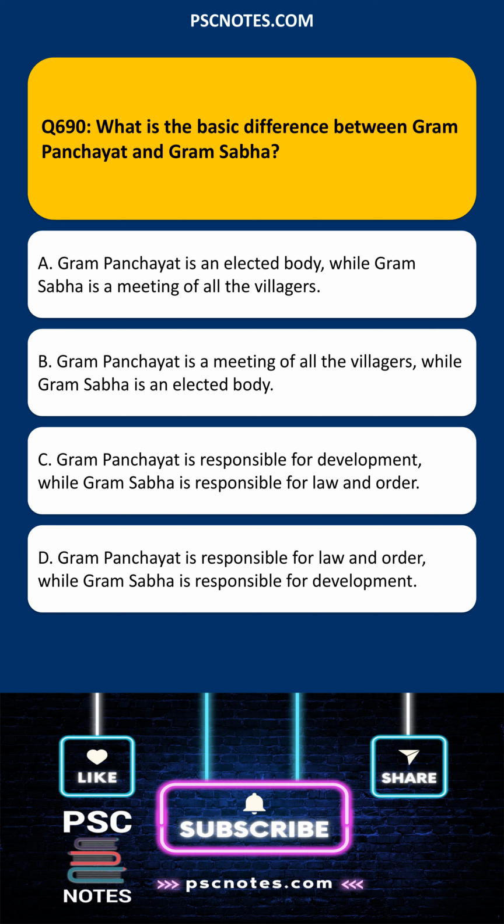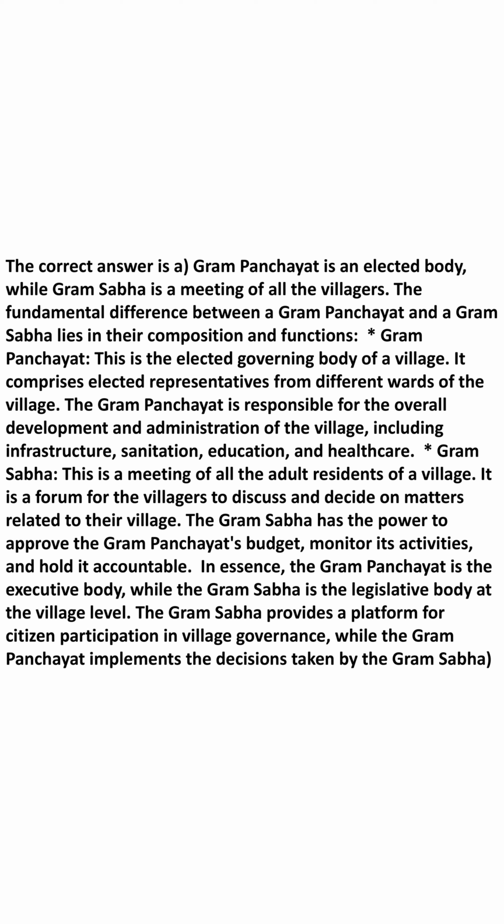What is the basic difference between Gram Panchayat and Gram Sabha? A: Gram Panchayat is an elected body, while Gram Sabha is a meeting of all the villagers. B: Gram Panchayat is a meeting of all the villagers, while Gram Sabha is an elected body. C: Gram Panchayat is responsible for development, while Gram Sabha is responsible for law and order. D: Gram Panchayat is responsible for law and order, while Gram Sabha is responsible for development. The correct answer is A.